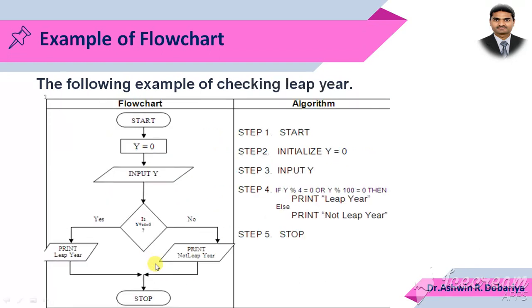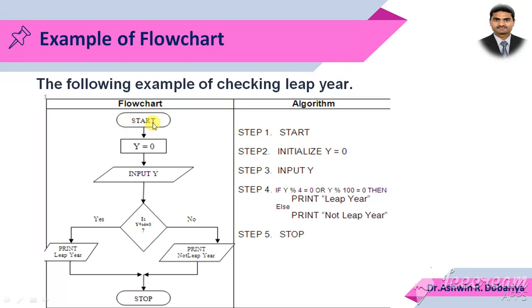Let's see another example of a flowchart with a condition. Now this is the program for checking a leap year. So how can we know whether the year is a leap year or not? There is a certain formula for that. In that we have to input one value, like a year. So in that case we require only one variable. So y is one variable we have initialized in the second step.